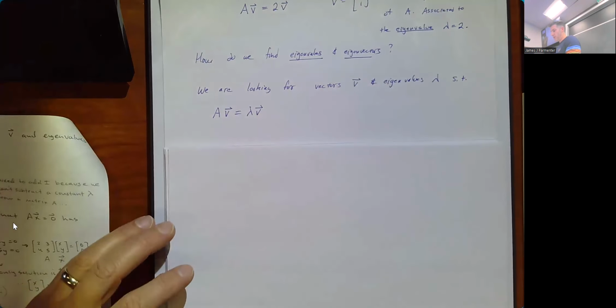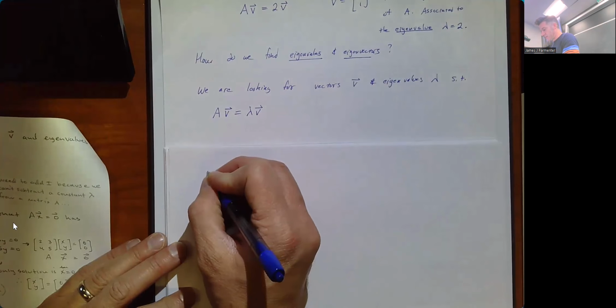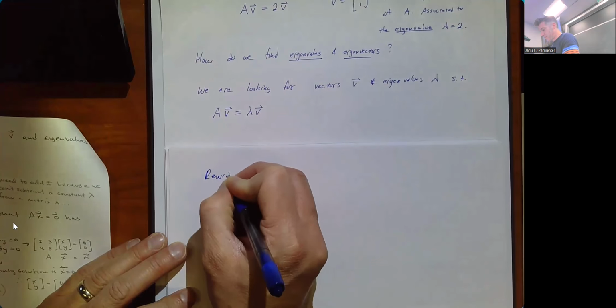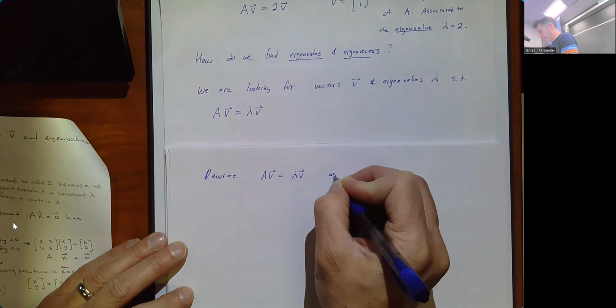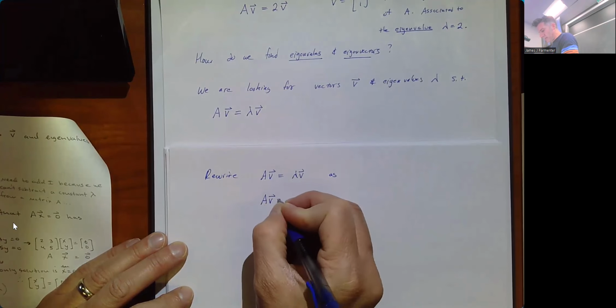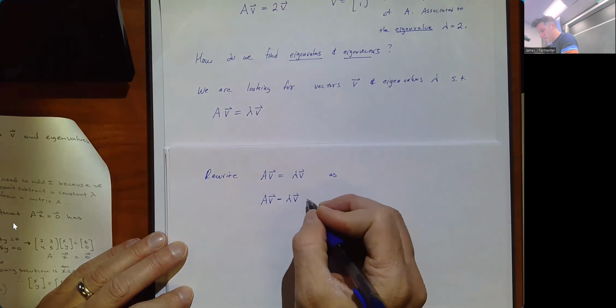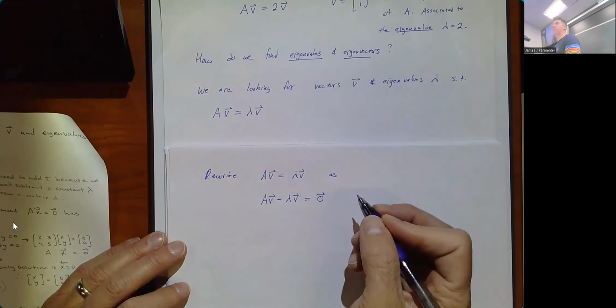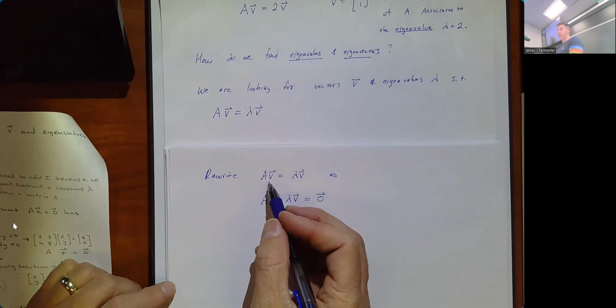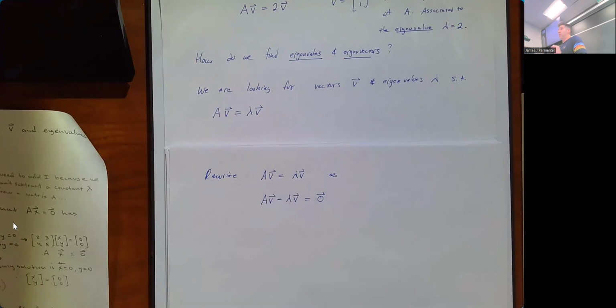So here's how we're going to solve it. We're going to rewrite Av equal to lambda v as Av minus lambda times v equal to not the number 0, but the 0 vector. Because A times the vector is a vector, and lambda times the vector is a vector. And when you subtract two vectors that are the same, you don't get the number 0, you get the vector 0, which consists of all zeros in whatever the correct size of vector would be.